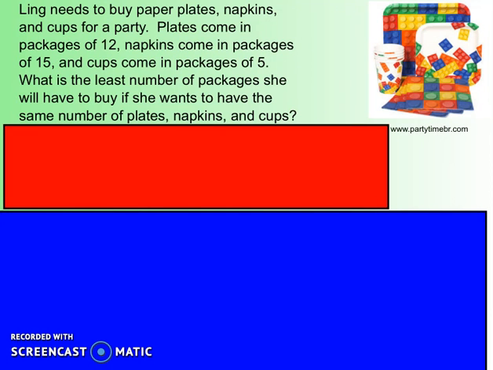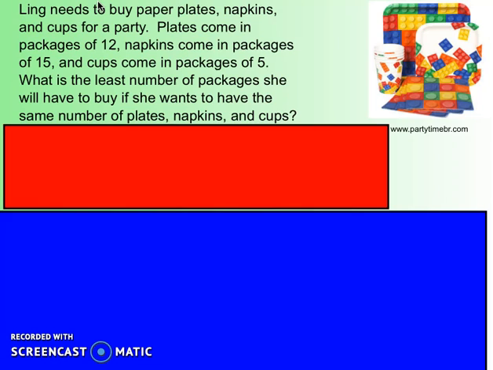Ling needs to buy paper plates, napkins, and cups for a party. Plates come in packages of 12, napkins come in packages of 15, and cups come in packages of 5. What is the least number of packages she will have to buy if she wants to have the same number of plates, napkins, and cups?